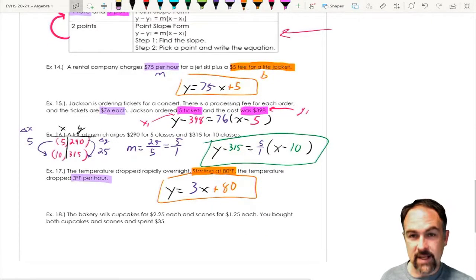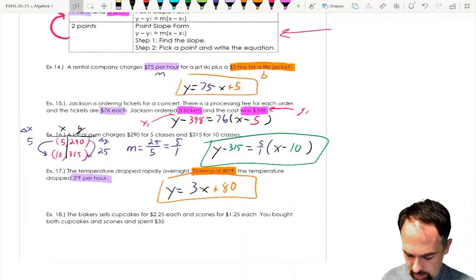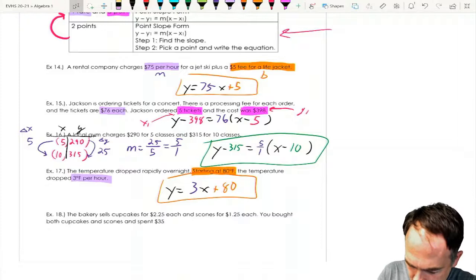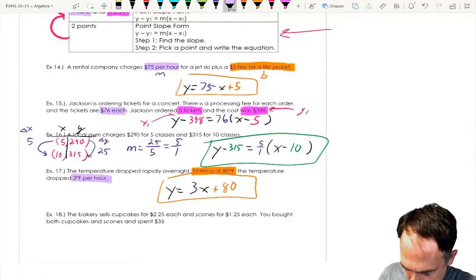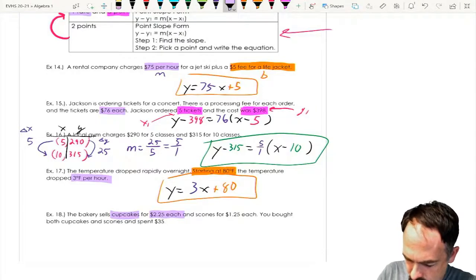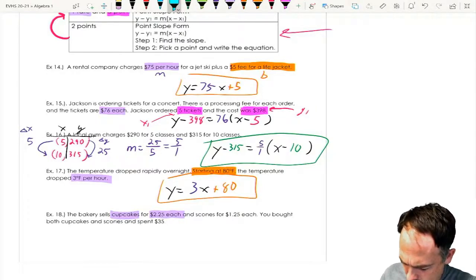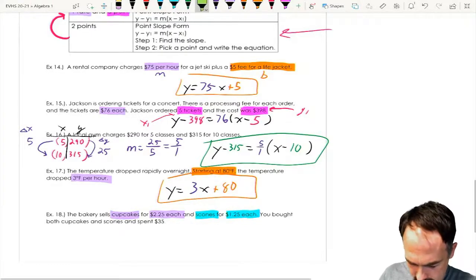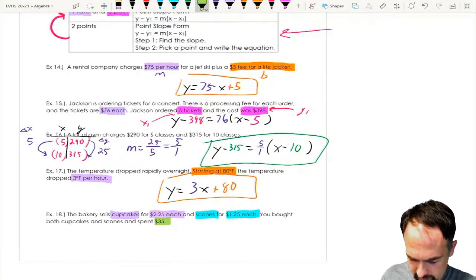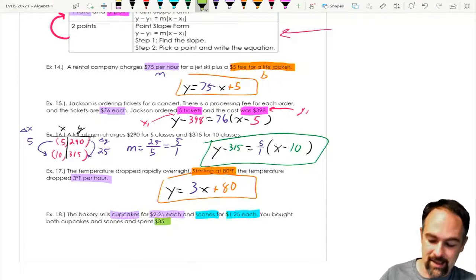All right, number 18, very last one. Let's see what all we got. Bakery sells cupcakes for $2.25 each. Okay, $2.25 each tells me that that is a rate, and that's cupcakes. And scones, I'm going to do this one in blue, scones for $1.25 each. And then you bought that and spent $35. Looks like I've got 2 rates and a total.